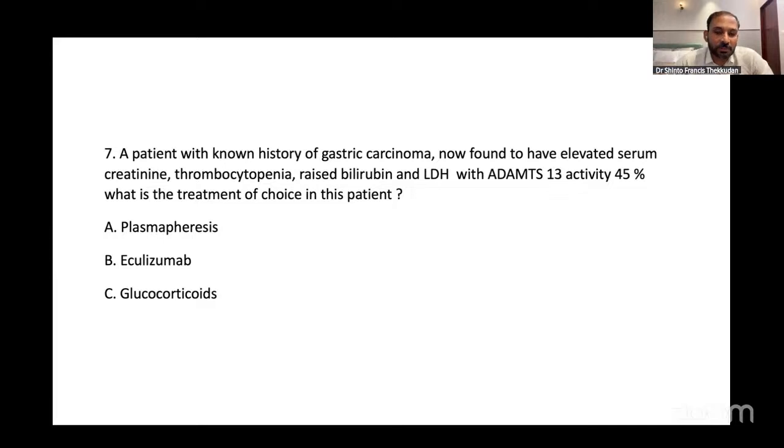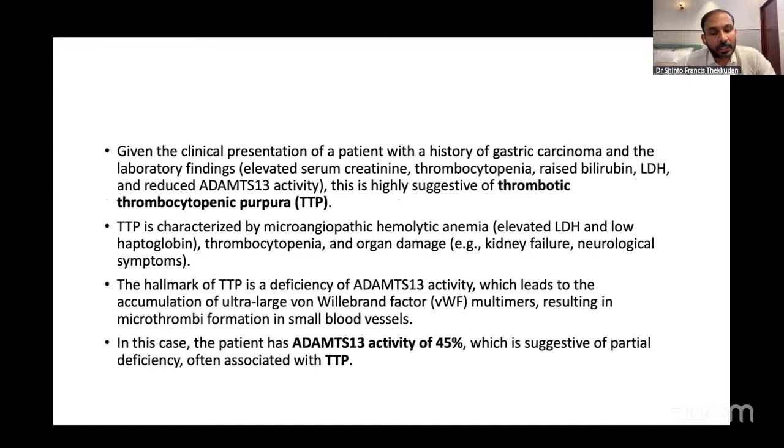Eculizumab, yes, these are complement inhibitors, but availability, cost, everything, these are practical issues, and they're not asking about the practical issue. What would you do in a specific scenario? So for me, plasma exchange would be the better option, because we have diagnosed TTP and microangiopathic anemia. TTP is a deficiency of ADAMTS13, which leads to accumulation of ultra-large von Willebrand multimers, resulting in microthrombi in the small blood vessels, that is microangiopathic hemolytic anemia. And ADAMTS13 is 45. This is a partial deficiency, which may usually be associated with TTP.